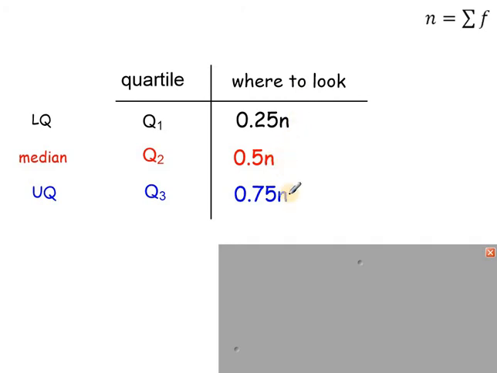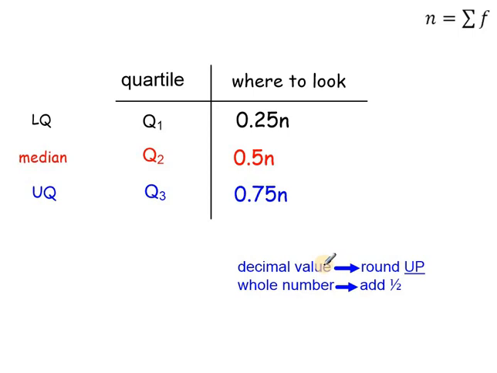So once you've worked out these values, if you get a decimal value, round up to the nearest whole number, to the nearest integer. If you get a whole number, add a half. So as an example, if one of these calculations gave 19.5, it's a decimal value, you round up. So we're looking for the 20th value in our data, when our data is in order, from the lowest to the highest value. If one of these formulae gave 24, then because it's a whole number, you add a half. So we're looking for the value that's in between the 24th and 25th data value.